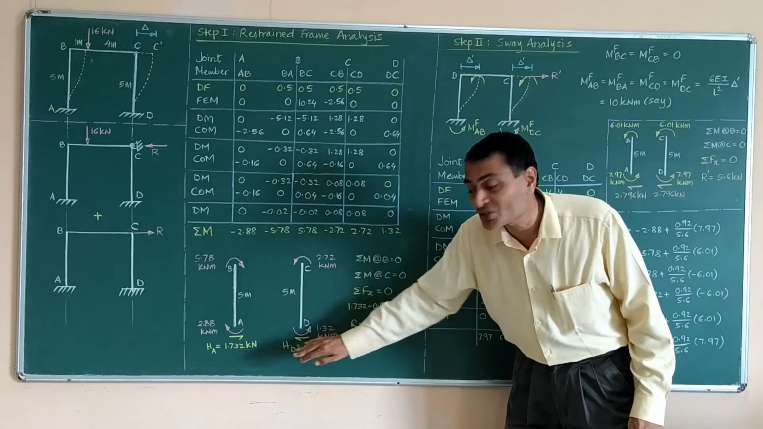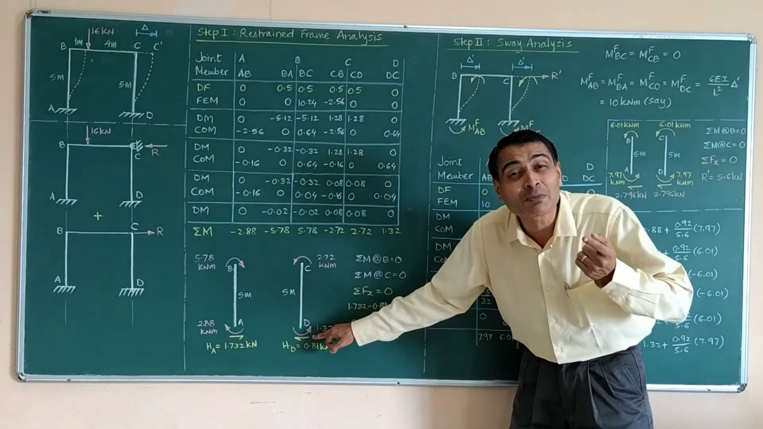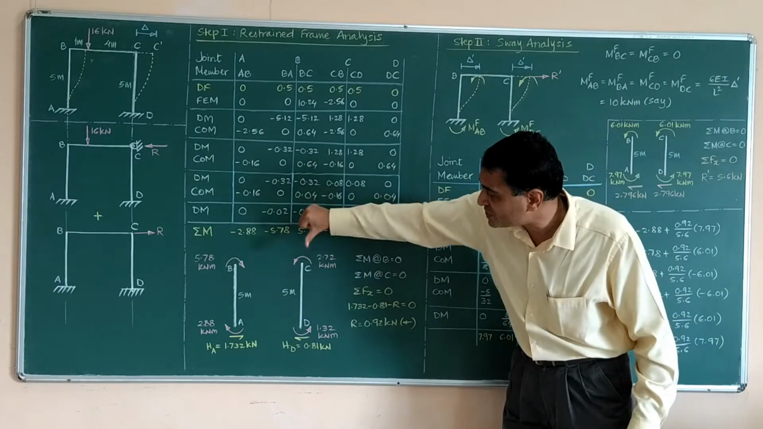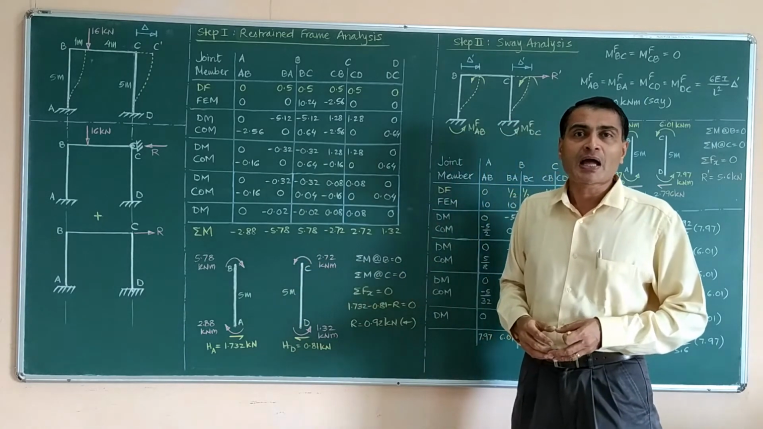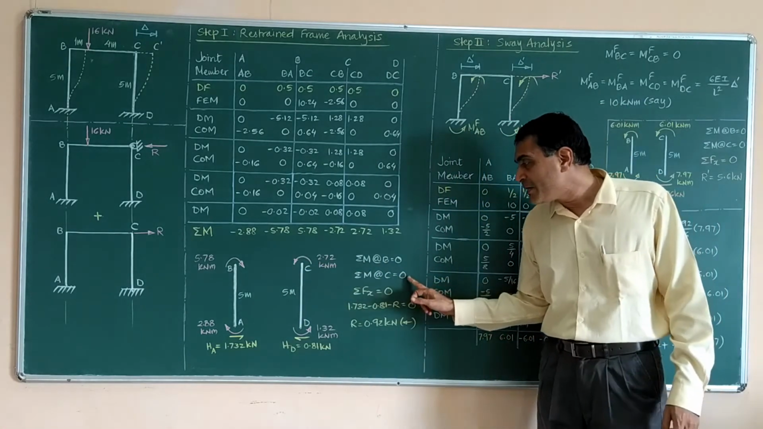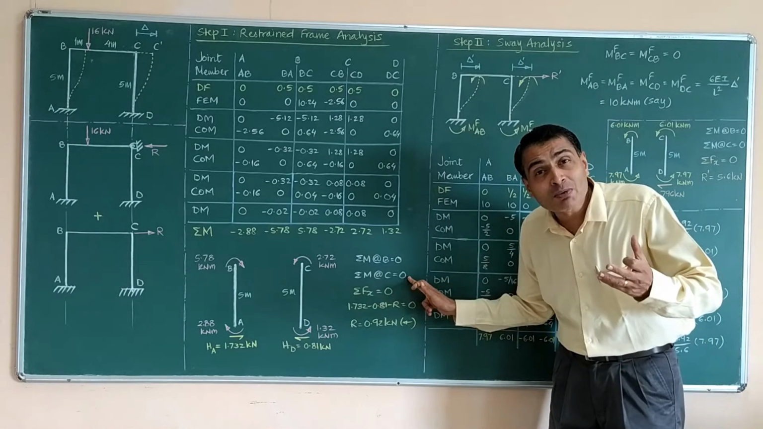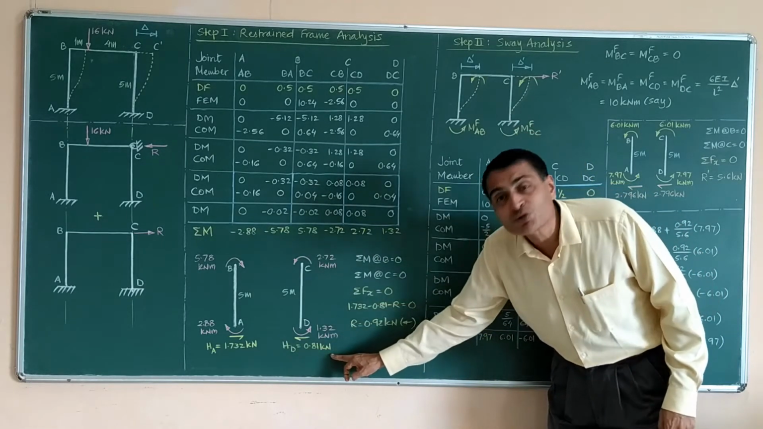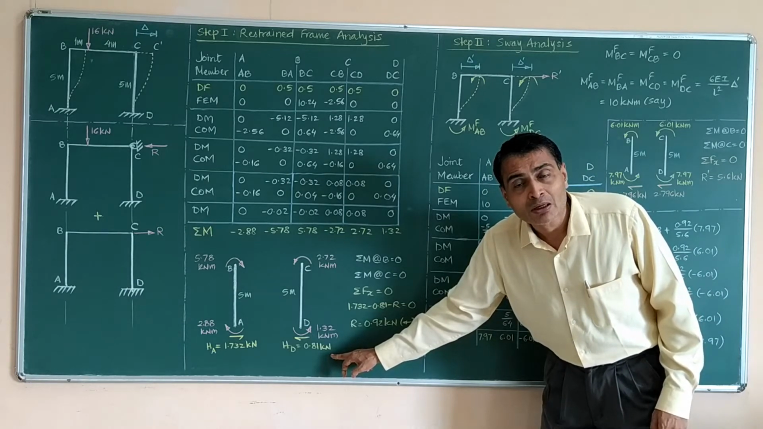I do not know how much is HD. I am just assuming it to be leftwards. I am guessing that it might be leftwards. I am not showing HC, VC, VD because they are all passing through point C. And then I am applying sigma M about C equal to 0. When I apply sigma M about C equal to 0, I am getting my HD as 0.81 kilonewtons. Easy enough. Do it, you will get it.